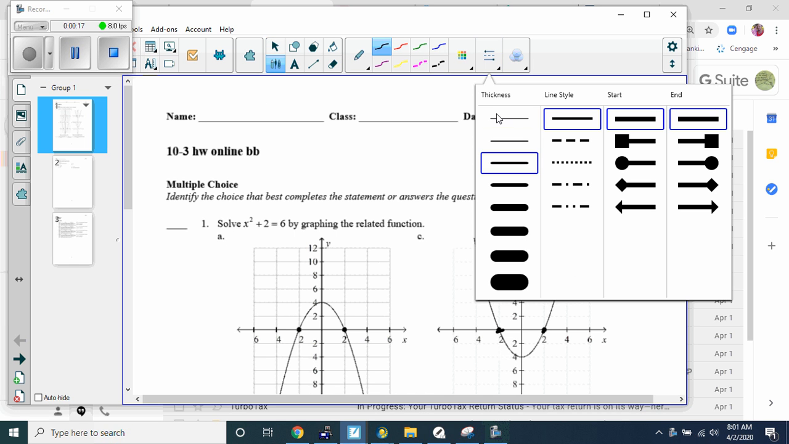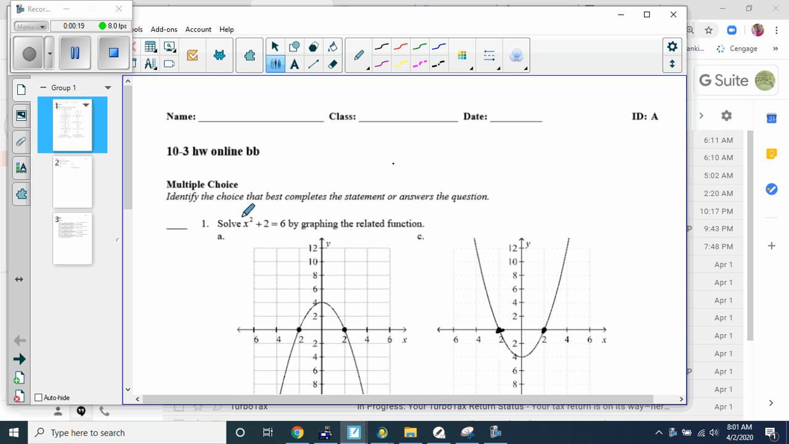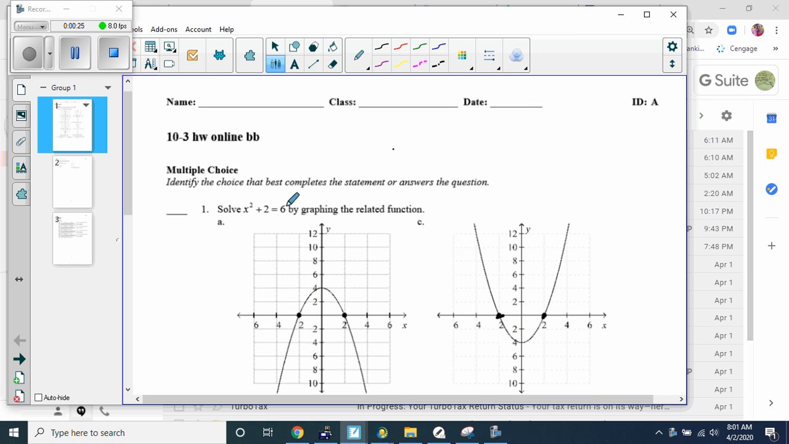If we look at these questions here, it says solve x squared plus 2 equals 6 by graphing the related function. To graph this, we're going to bring the 6 over, so I'm going to subtract 6, and it's going to be x squared minus 4 equals 0. So we're going to graph y equals x squared minus 4.